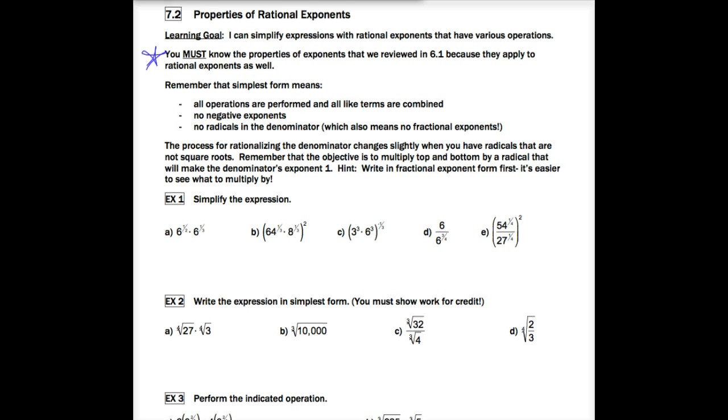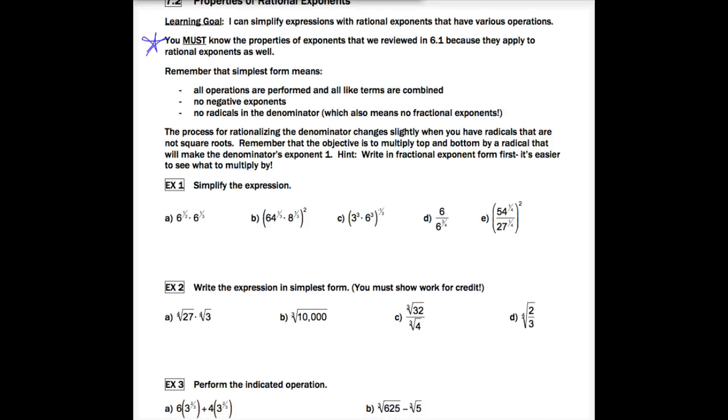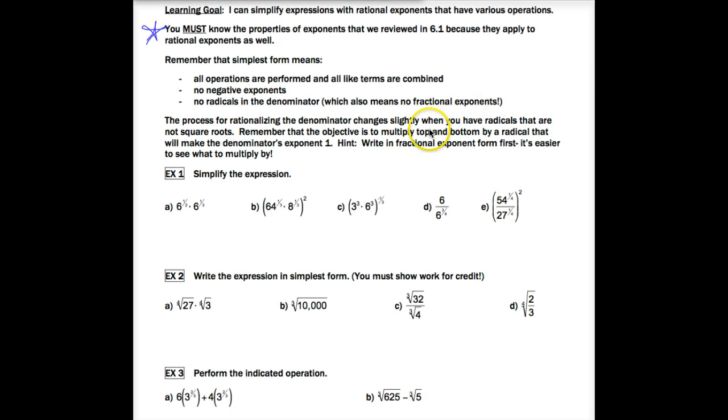Also important that you know what it means to have a simplified radical, because remember that rational exponents are radicals. So simplest form means that you have performed all operations and combined all like terms. It also means that you have left no negative exponents in your answer, because that's an exponent rule. You have to simplify that. It also means that you have left no radicals in the denominator and no unsimplified radicals.